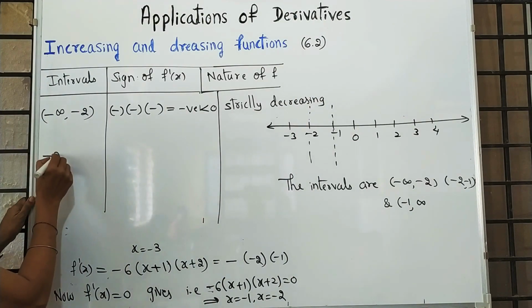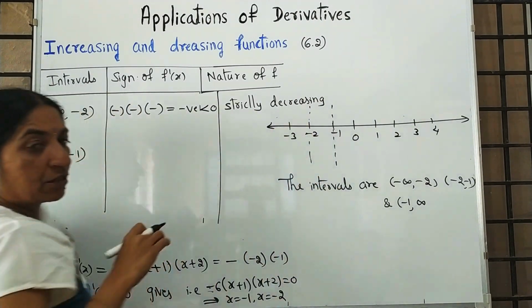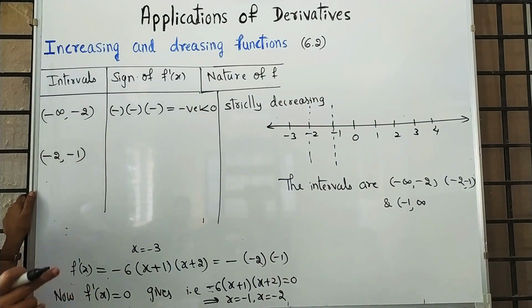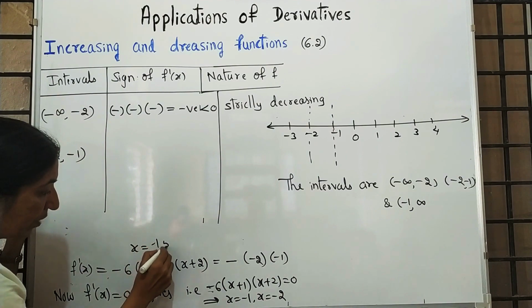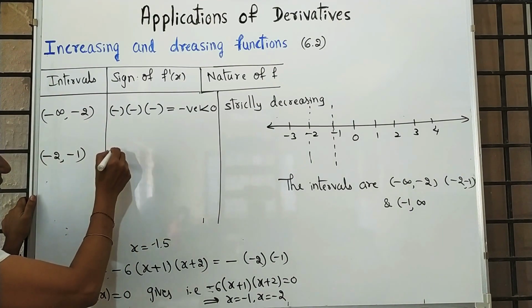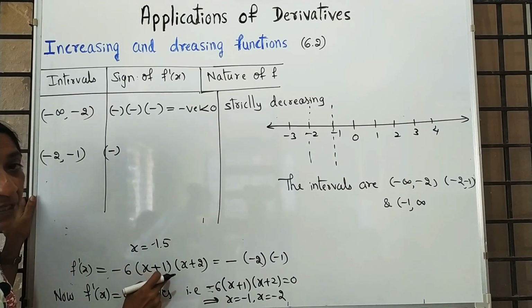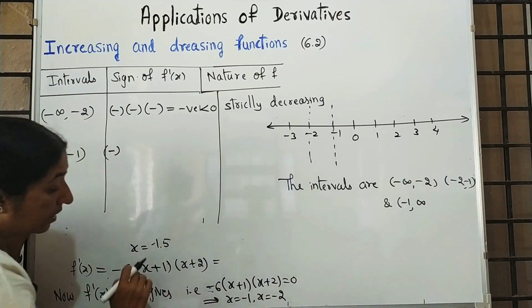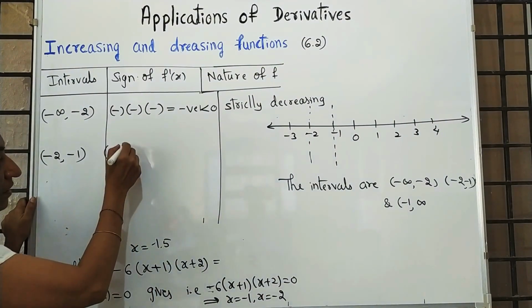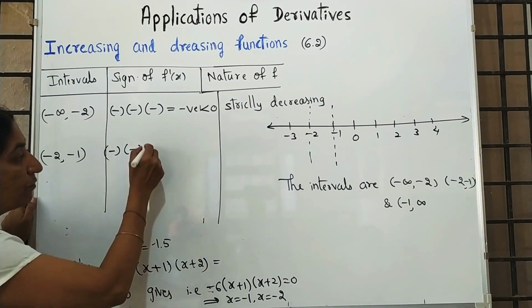Next, the interval minus 2 to minus 1. Here I take x as minus 1.5. Outside we have a minus. Minus 1.5 plus 1 is minus 0.5, that is also negative. Next, minus 1.5 plus 2 is positive.